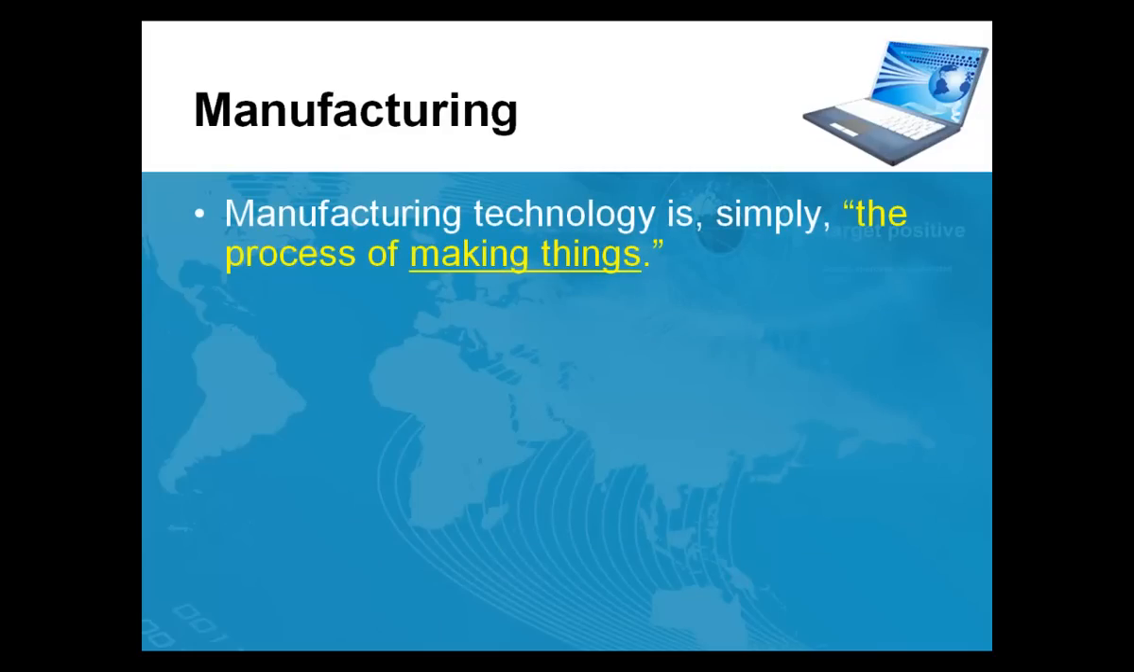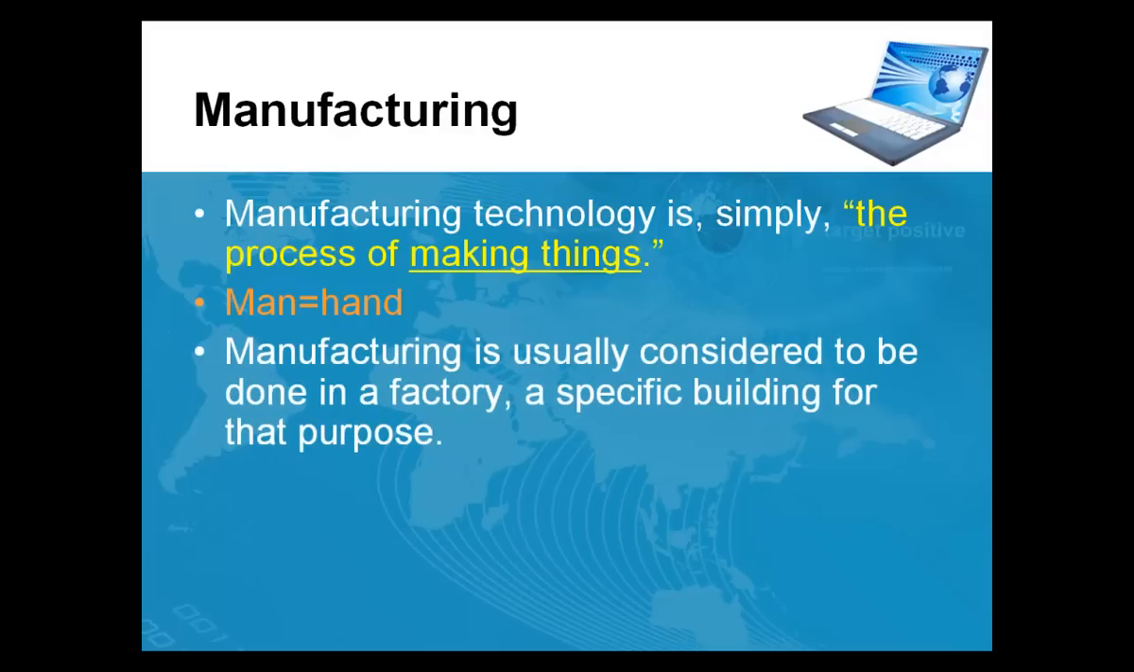Manufacturing technology is simply the process of making things. The STEM word man means hand, and originally most of these things were made by hand. In today's world, we're using more computers, more robotics, more machines, but we still keep that original STEM word of manufacturing, in that somewhere along the way it's usually done by hand.